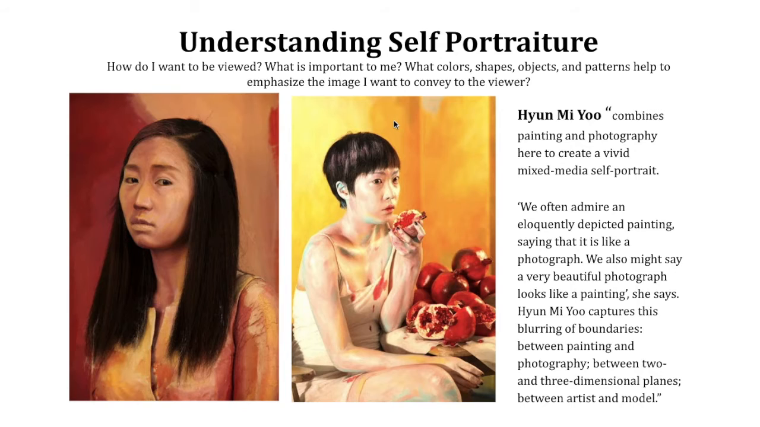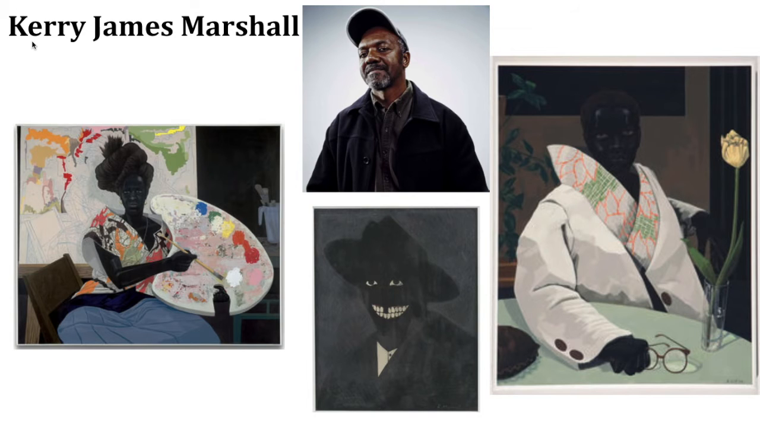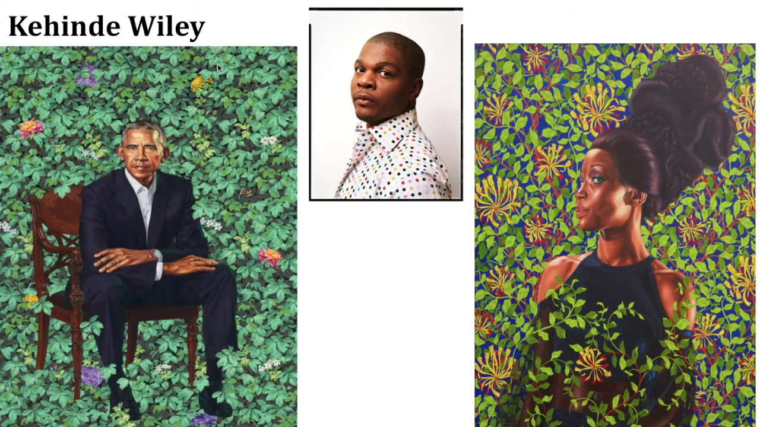Our next self-portrait, this artist here uses photography and painting combined. Kerry James Marshall, very famous. This is just some of his portraiture. This is a self-portrait underneath. This is actually a picture of him. And these are some of the paintings that he's done of others. This is Kehinde Wiley. I don't have his self-portrait. I should look for a self-portrait of him, but these are portraits that he's done of people.